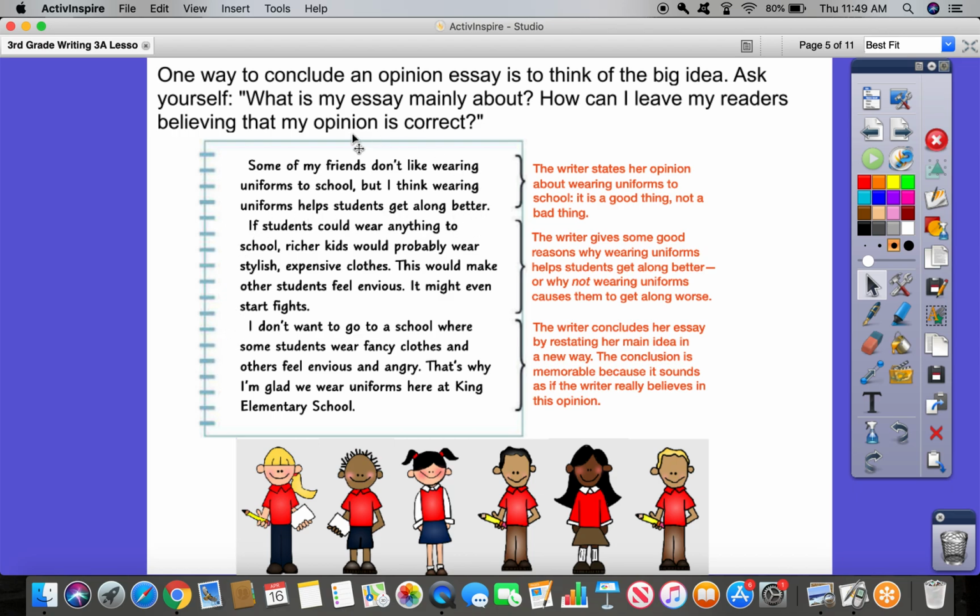If we look back at this first paragraph, the writer states her opinion about wearing uniforms to school. It is a good thing, not a bad thing. In the second body paragraph, the writer gives some good reasons why wearing uniforms helps students get along better, or why not wearing uniforms causes them to get along worse. And finally, the writer concludes or finishes her essay by restating her main idea in a new way. The conclusion is memorable because it sounds as if the writer really believes in this opinion.